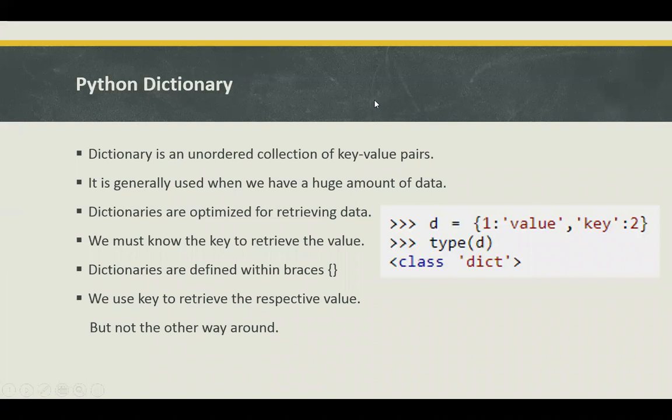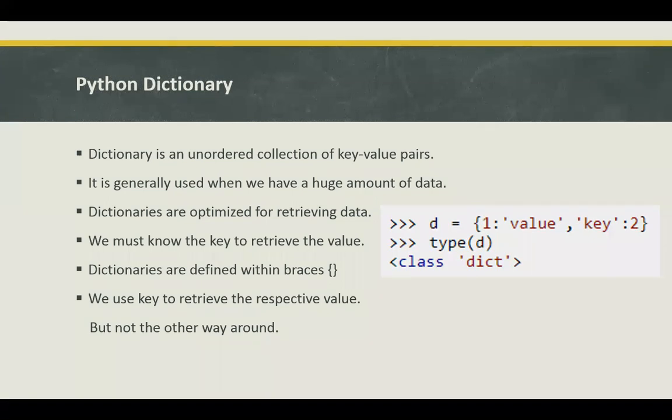Python dictionary. The next data type is dictionary. Even though multiple data types are there, comparatively you can easily remember them. If you remember their differences, then you can very easily remember all these different types of data types.